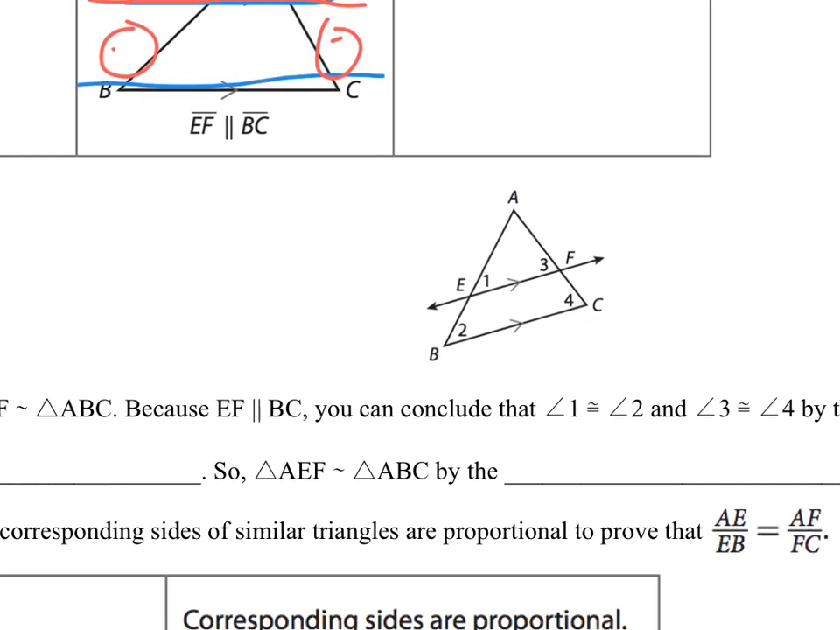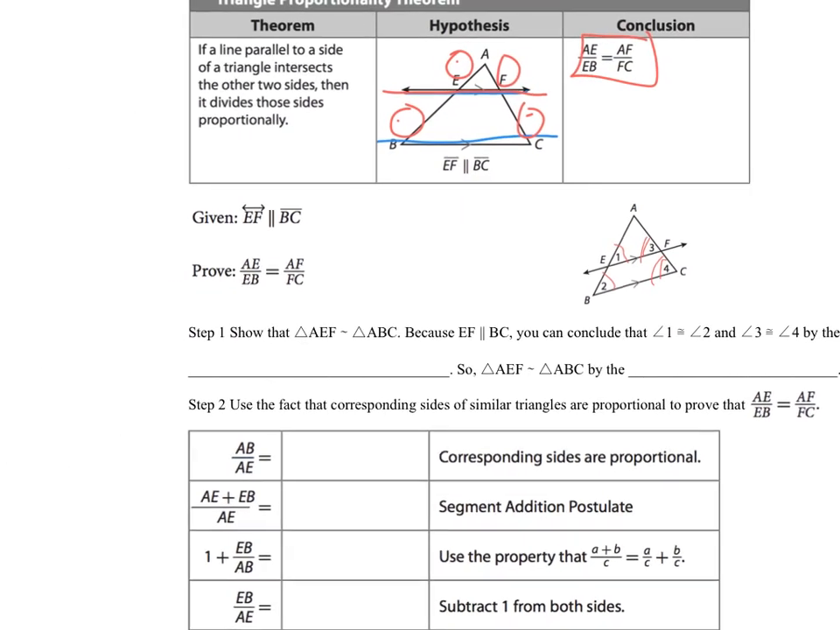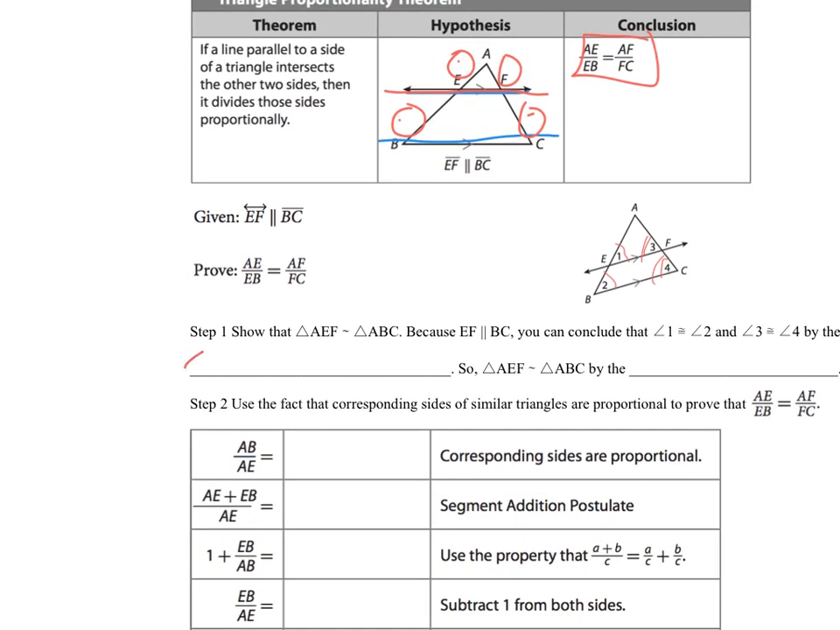Let's look. What is the relationship between 1 and 2? Corresponding angles. What's the relationship between 3 and 4? They're corresponding as well. So our reasoning that we can state that those are congruent is because of the corresponding angles theorem.